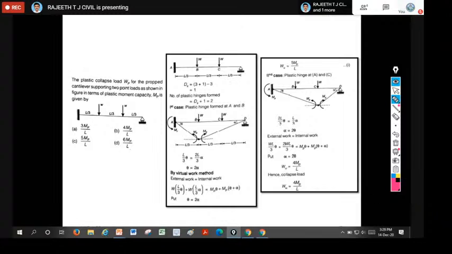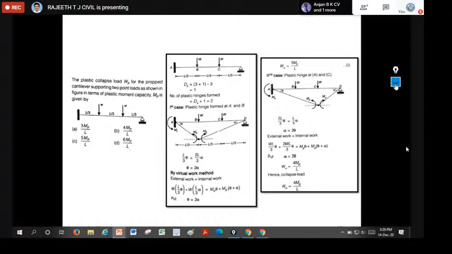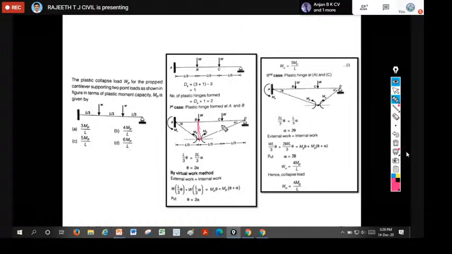Now, these are the problems we discussed till now. In this problem, delta should always be measured under the load. When the spans are not equal and the loads are eccentric, you should take the corresponding lengths carefully and express the slopes alpha in terms of theta. The answer here is 4 Mp by L for this problem.